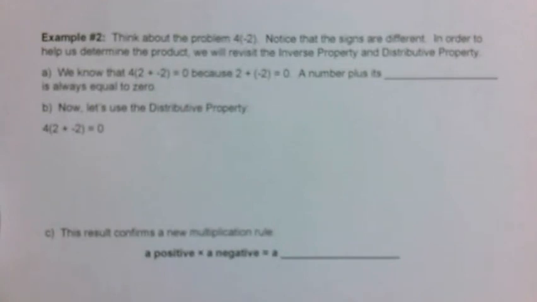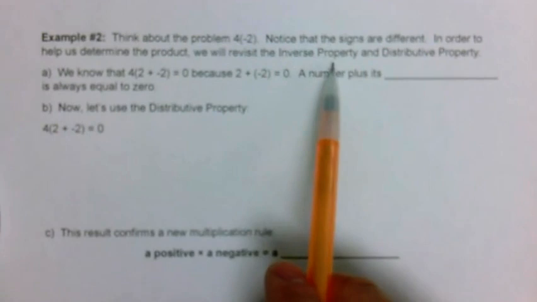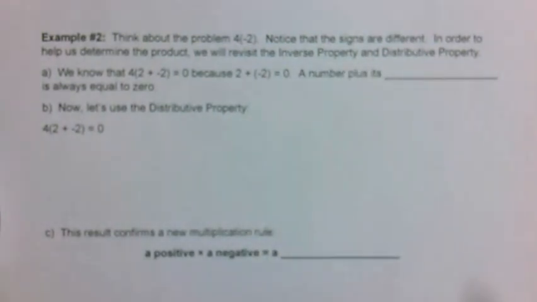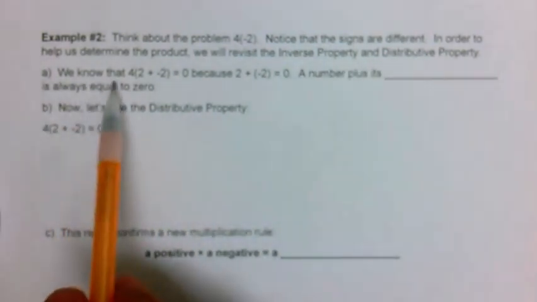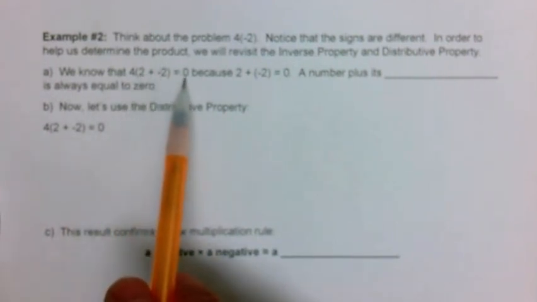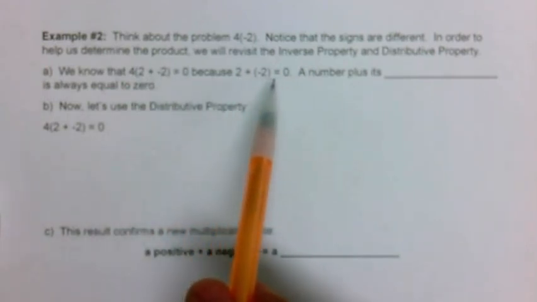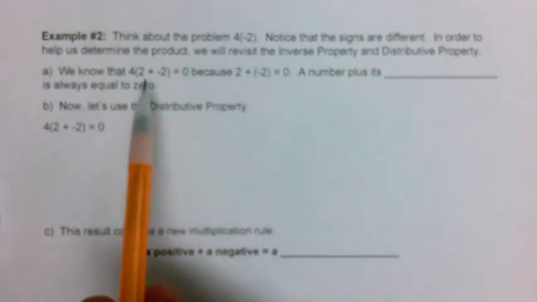What happens when we start to get negative numbers in our product? Think about the problem 4 times negative 2. Notice that the signs are different. In order for us to figure out what the product is going to be, we're going to revisit the inverse property and the distributive property. We know that 4 multiplied by 2 plus negative 2 has to equal 0, because in the parentheses, 2 plus negative 2 is 0. That is your additive inverse property.